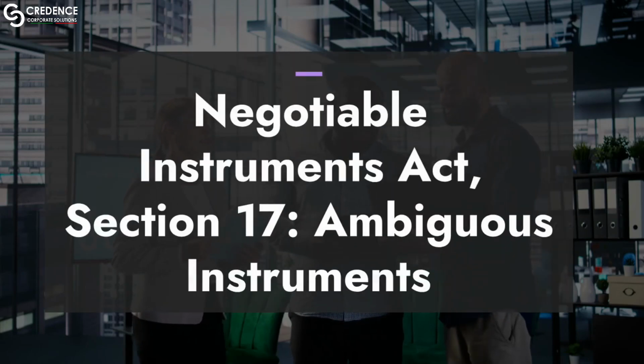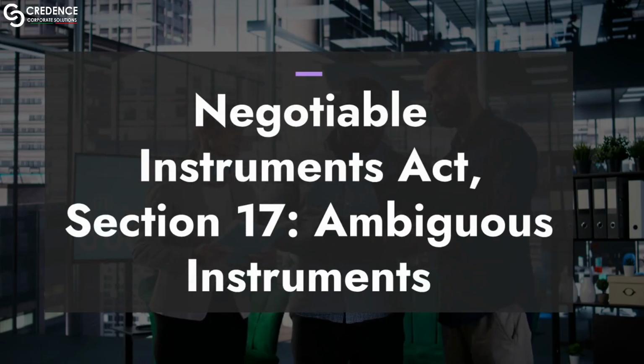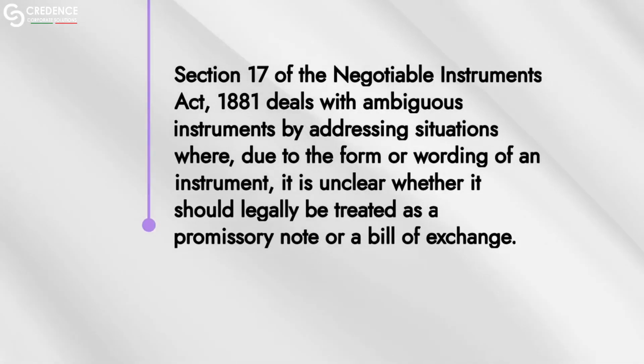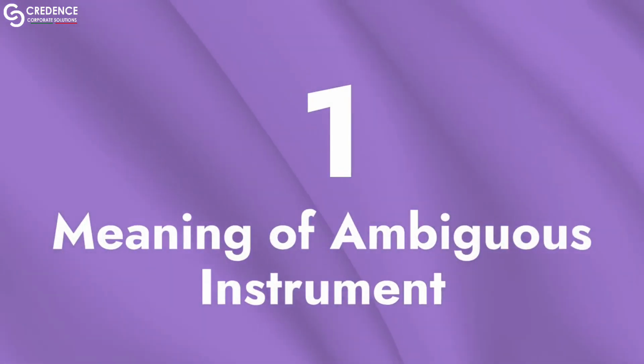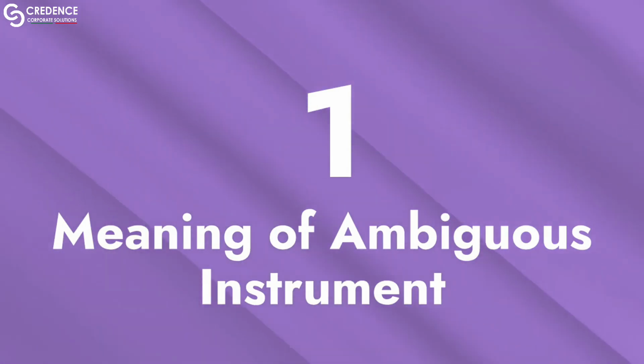Negotiable Instruments Act, Section 17, Ambiguous Instruments. Section 17 of the Negotiable Instruments Act, 1881 deals with ambiguous instruments by addressing situations where, due to the form or wording of an instrument, it is unclear whether it should legally be treated as a promissory note or a bill of exchange. 1. Meaning of ambiguous instrument.